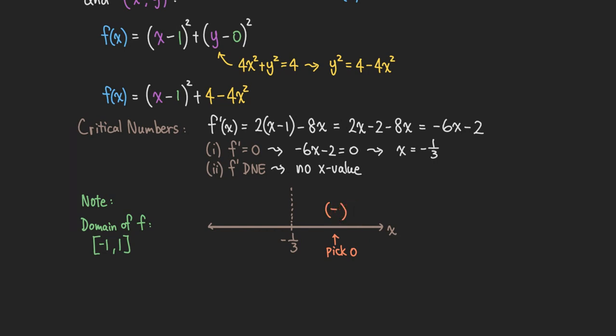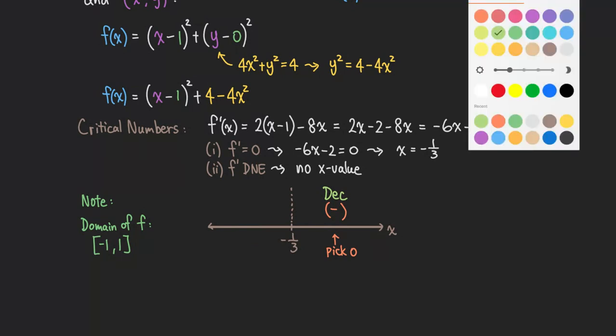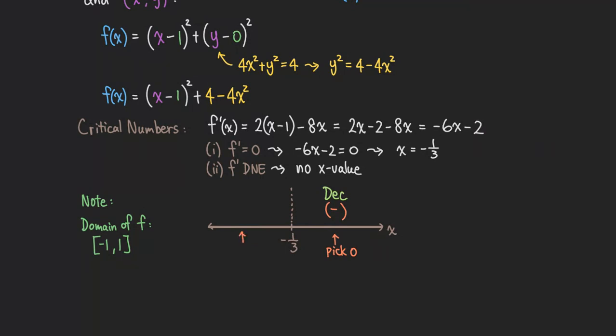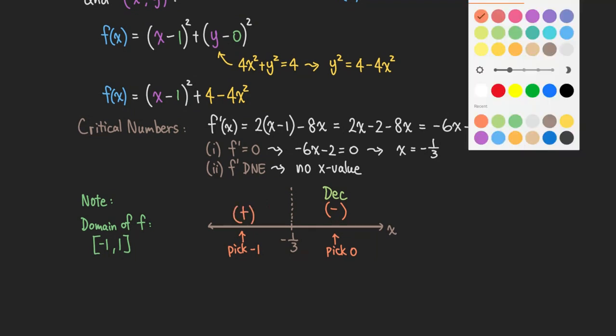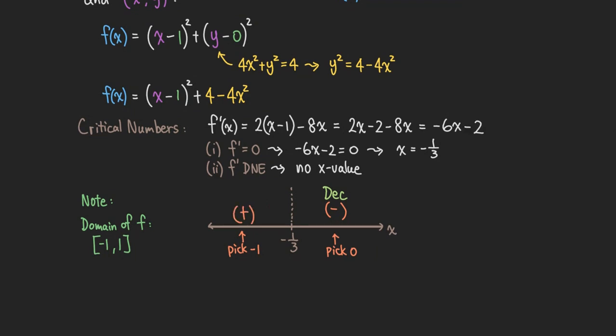right? And so now we can say that the function is what? It's decreasing. And then on this side, what can we pick on there? We can actually just pick negative 1, right? And then if you put negative 1 in here, that becomes 6. 6 minus 2 is positive. So the function is increasing before negative 1 over 3.